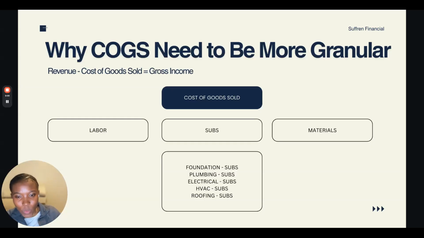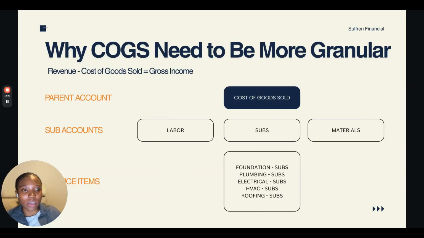When it comes to COGS, we need to get a bit more detail so that we understand, even beyond the categories of labor, subs, and materials, how money is flowing through each phase of our project. We want to be able to understand how much we spent on labor, plumbing, electrical, HVAC, roofing. This allows us to understand where money is actually being spent on the different phases through our projects. In order to capture that level of detail, here's how I'd advise you to set this up.